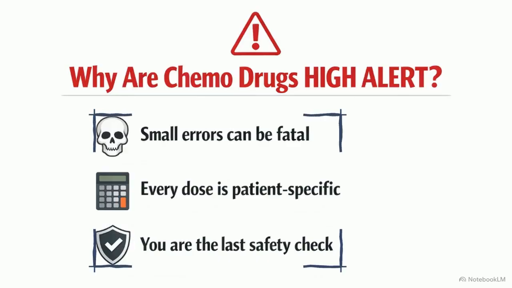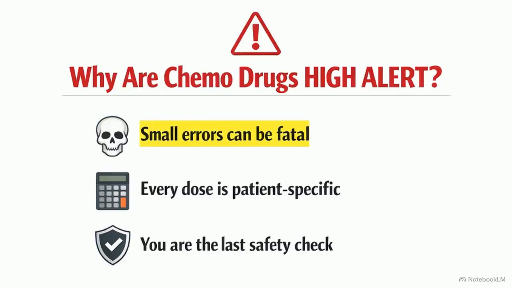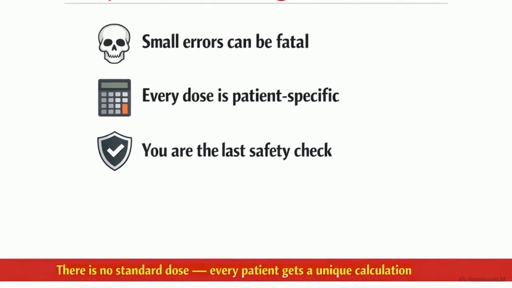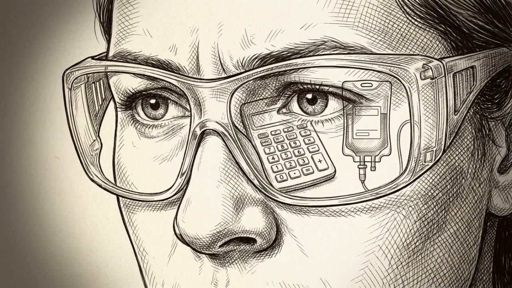Three warning icons. Chemotherapy drugs are high-alert medications with no standard dosing guidelines, meaning even the smallest error can be fatal. Because every single dose requires a unique calculation, you serve as the final safety check before administration. Mastering dosing mathematics is a direct life-or-death requirement for patient survival.